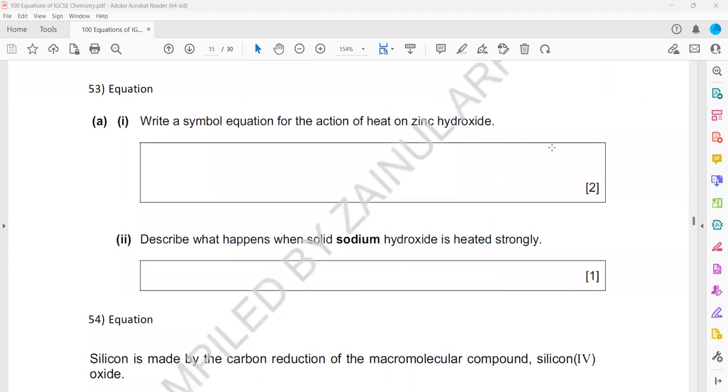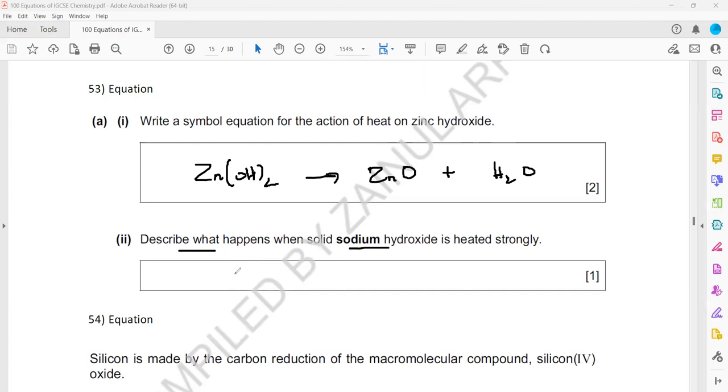Write a symbol equation for the action of heat on zinc hydroxide. So, thermal decomposition of zinc hydroxide. Zinc oxide and water form. When metal hydroxides are heated, they produce metal oxide. So zinc oxide plus water. The equation is already balanced, so we don't have to put any number here.